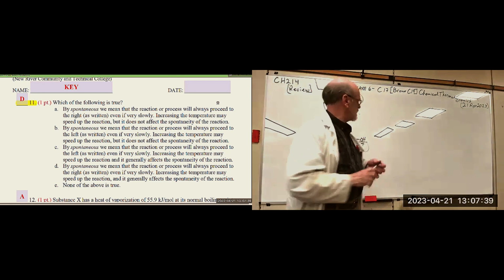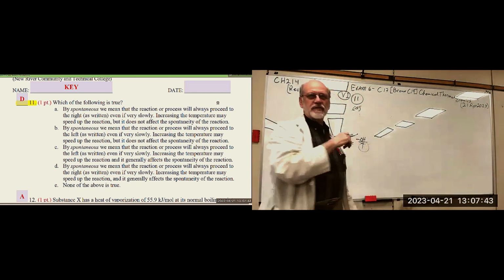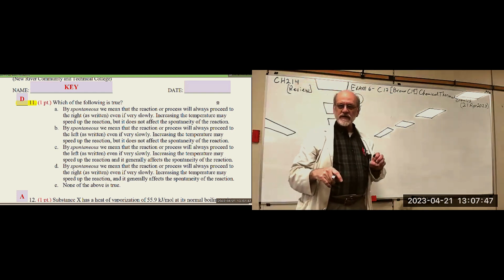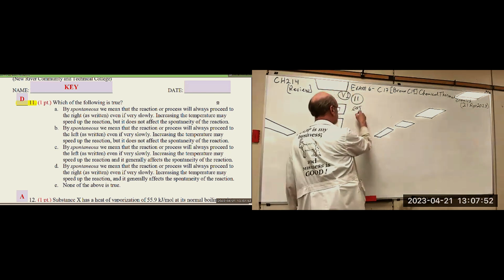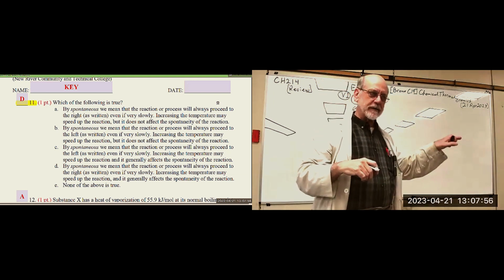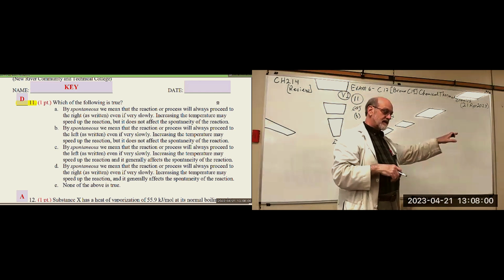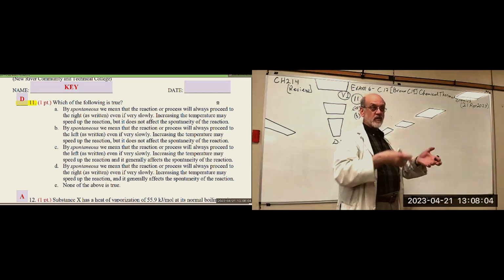Yeah. Okay. B. That was A. A doesn't make me happy, so let's move to B. By spontaneous, we mean that the reaction or process will always proceed to the left as written. Now, we can mark that one out. As written, we're saying spontaneous is always to the right. Now, if we say it's non-spontaneous to the right, that means it's spontaneous to the left. Right there, flip side of the coin.